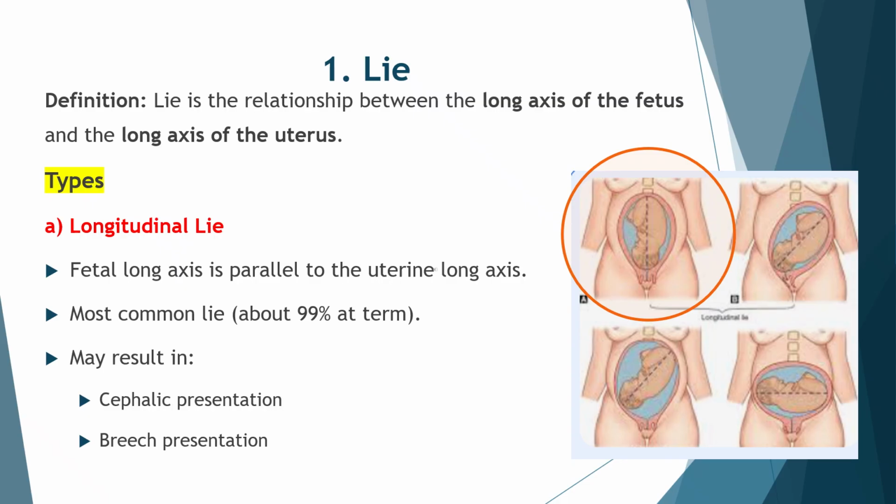You can imagine the baby lying straight up and down inside the uterus, which is the normal alignment seen in most pregnancies. In fact, about 99% of babies at term are found in a longitudinal lie. Because of this, it is considered the most favorable and common lie for childbirth. When the baby is in a longitudinal lie, it can lead to either a cephalic presentation, where the head comes first, or a breech presentation, where the buttocks or feet come first.